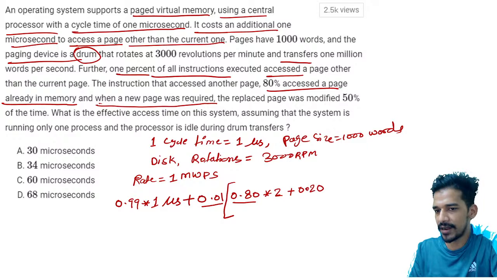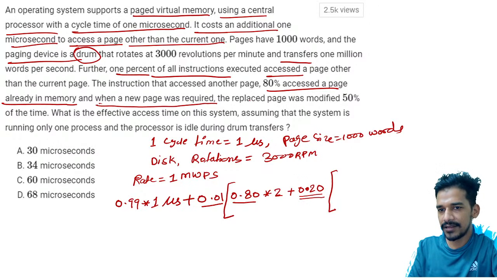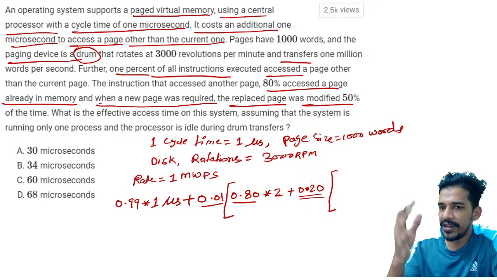So if the 20% are not in memory, then you have to bring those pages from the hard disk. It is saying that the replaced page was modified 50%. Let us say if the page is not in the memory, then you have to go to disk. You will bring a page, right?